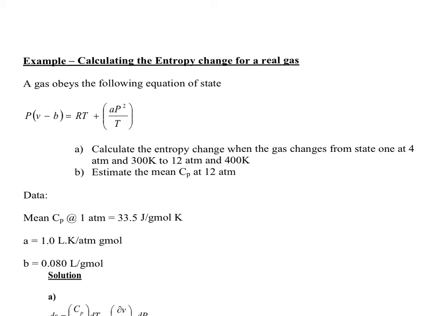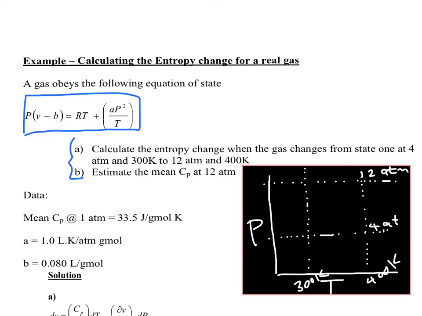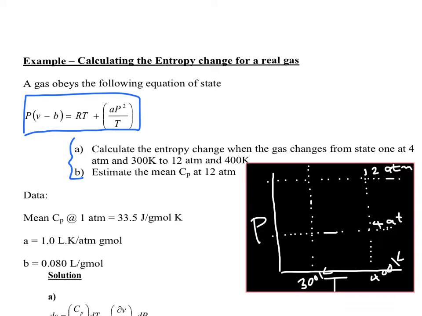We are told that a real gas obeys this equation of state, and it experiences a certain change in state such that its temperature and pressure is changed from 300 Kelvin and 4 atmospheres to 400 Kelvin and 12 atmospheres. So that's the change in state of the gas. We are tasked to calculate the change in its entropy for this change in state.